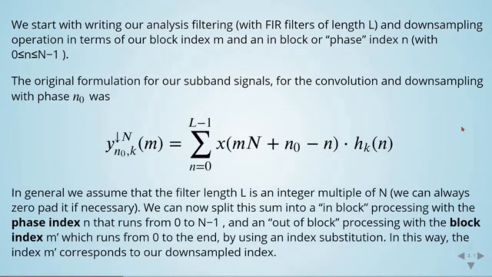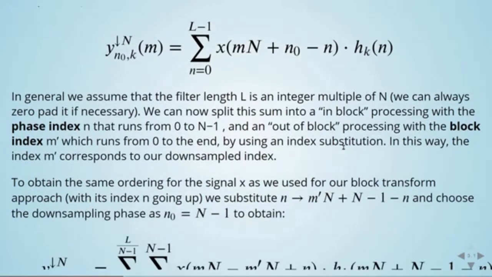In general, we assume that the filter length L is an integer multiple of N, and we can always zero pad it if necessary. We can now split this sum into an in-block processing with the phase index n that runs from 0 to N minus 1, and an out-of-block processing with the block index m prime, which runs from 0 to the end, by using an index substitution. In this way, the index m prime corresponds to our downsampled index.